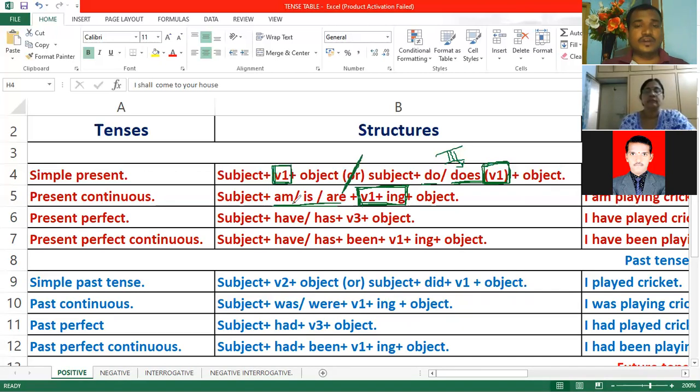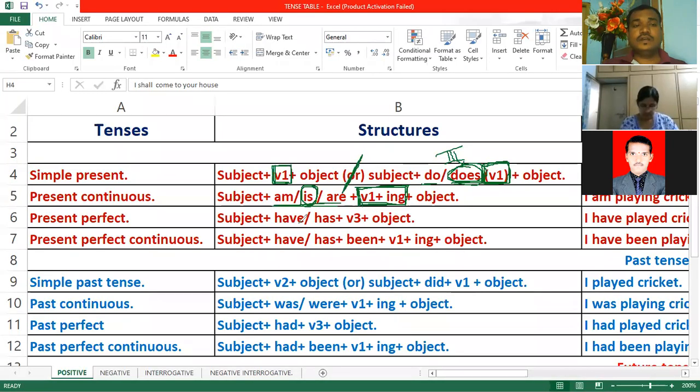That's why we are using helping verbs like am for first person singular: I am. Next, first person plural: we are. Second person singular and plural: you are. Third person singular: he is, she is, it is. So you need to remember, is for third person singular. So does for third person singular, is for third person singular, am for only I.